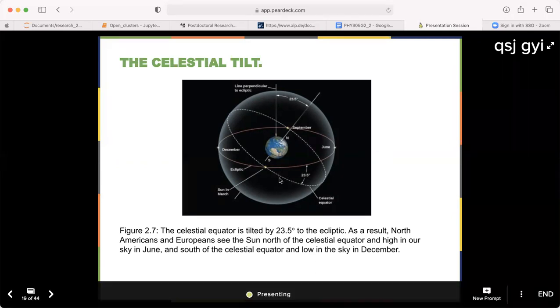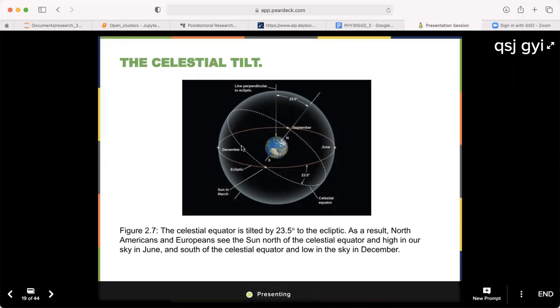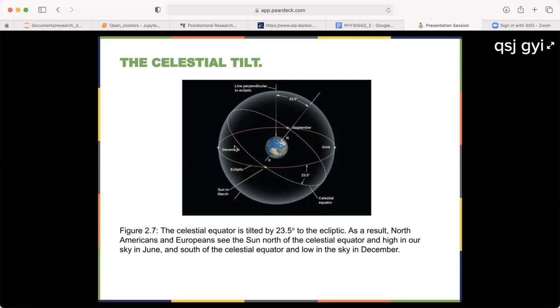And if you look at this, this brown ellipse that you see here is the path of the Sun, and this dashed line is the celestial equator. Because our Earth's axis is tilted by 23.5 degrees, you can see that our celestial equator is also tilted accordingly. And the path of the Sun, which is the ecliptic, is depicted by this brown ellipse. So there is a difference in the angle, right? That difference is around 23.5 degrees, which is equal to the tilt of the Earth, right?